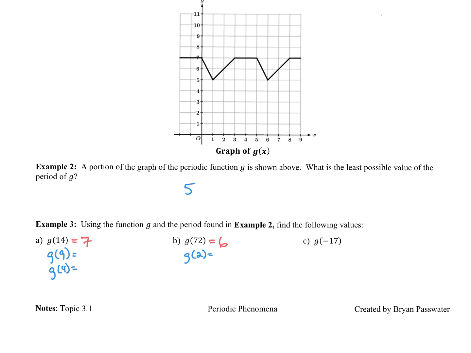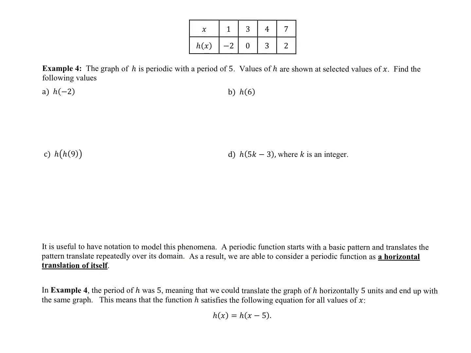All right, so g of -17. Again, is this on the graph? No, so we're going to use our period. Now, I personally want to use 4 periods on this one to find g of what? 3. g of 3. I'm adding 20 to it, using 4 periods of the 5. And so g of 3 is equal to what on this one? 7. So g of -17 is 7. All right, go for it.